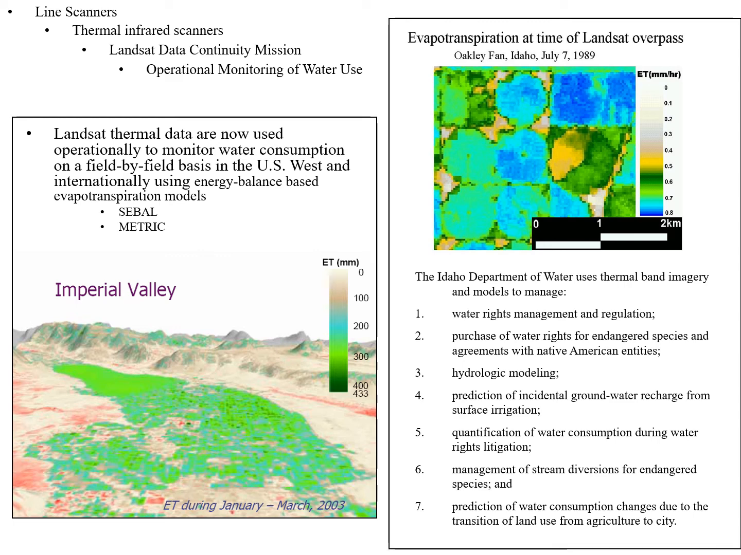So there's a very big project that used airborne thermal to look at temperatures of rivers in the Pacific Northwest, because the higher temperatures were leading to fish mortality. And then a range of modeling applications, such as modeling the effect of the transition of land use from agriculture to urban land use and its effect on water consumption.